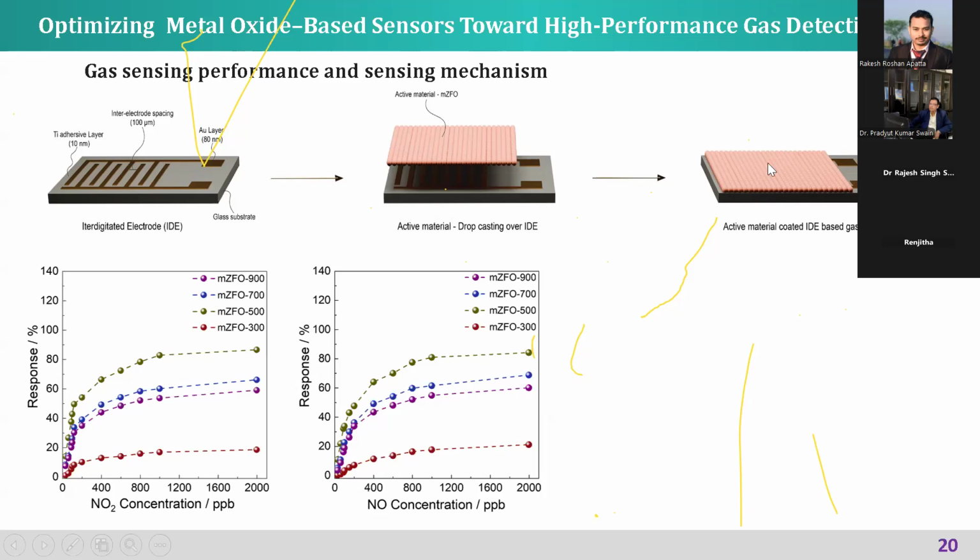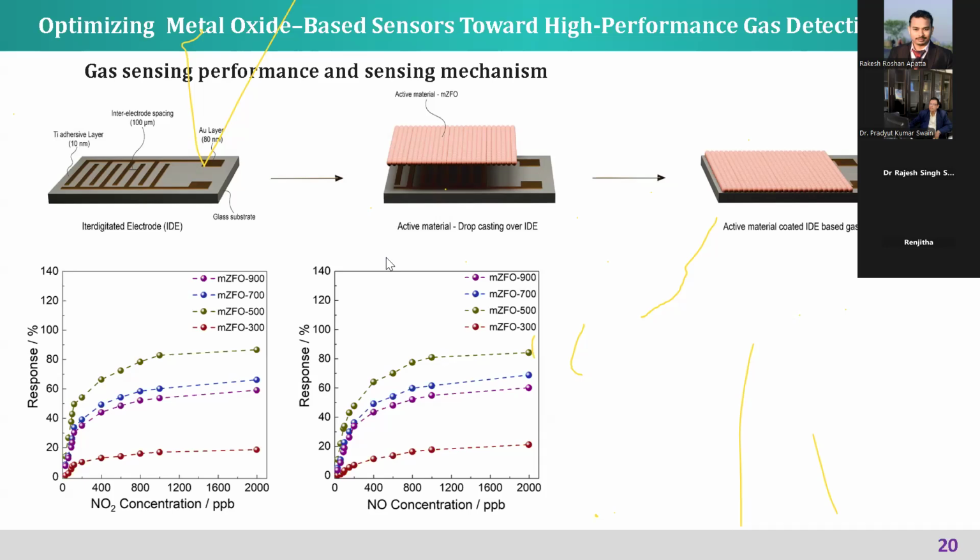So we take this interdigitated electrode. In this case, we have a gold layer electrode, and on top of it we bring the active material, mixed zinc ferrite, whatever we developed in the previous slides I showed you. Usually we just do drop casting. It's very simple because we have to make a method which is viable for the industry. So we go for a simple one.